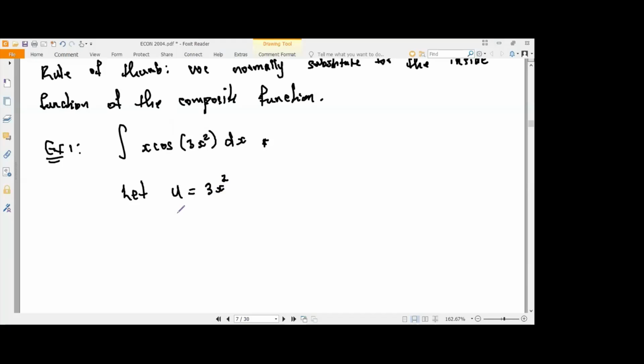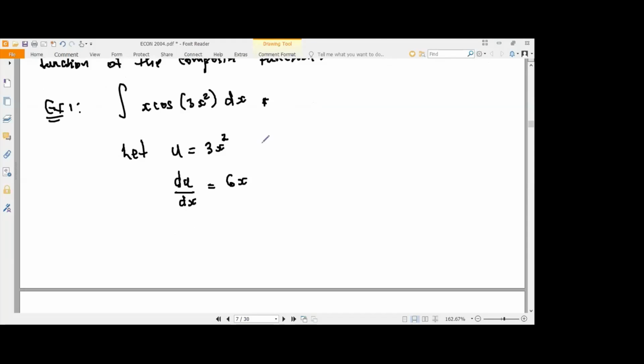Now what you're going to do, you're going to differentiate this. So I differentiate this now, so du over dx is going to give me a 6x. Now what we're going to do, we need to actually change this differential here. We need to transpose this differential for dx. So when I do that now, guys, all I need to do is that du is going to be equal to 6x dx.